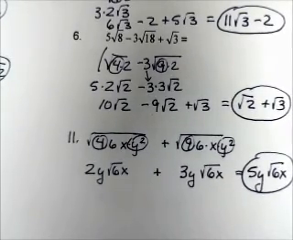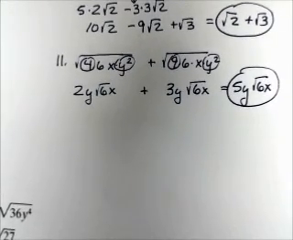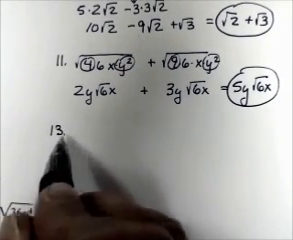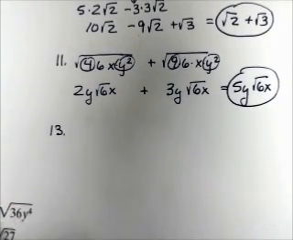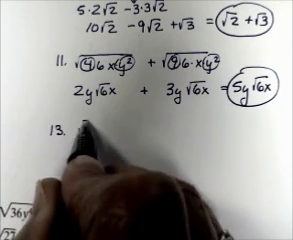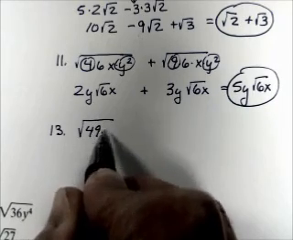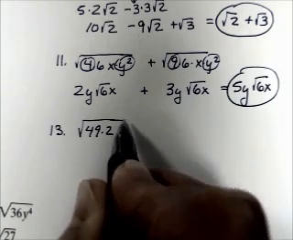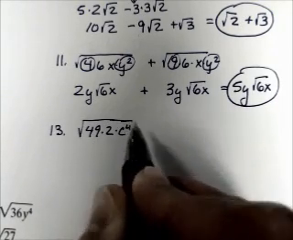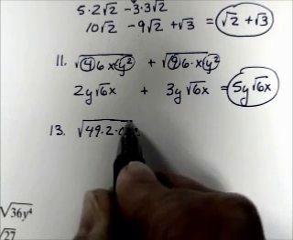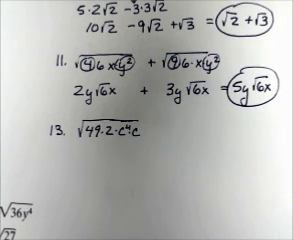Next, we're going to do number 13. The square root of 98c to the fifth. Let's see, 98, we were thinking 49 times 2. C to the fifth, c to the fourth is a perfect square. So we'll break c to the fifth down into c to the fourth times c.